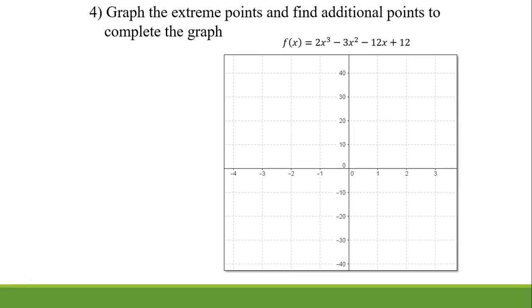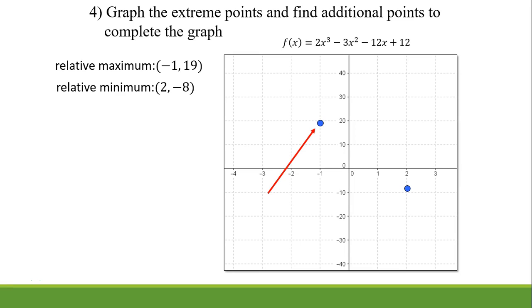So now we can finally graph the function, but we're going to need just a little more information. We know there's a relative maximum at (-1, 19). We know there's a relative minimum at (2, -8). And we know that our function's increasing to that relative maximum, decreasing to the relative minimum, and then increasing after that. Now obviously the function isn't a zigzag.